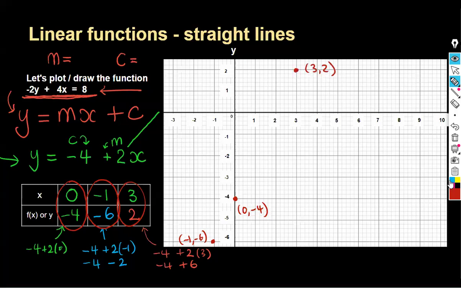I bet you if I join those 3 points, look, bam, it's sloping upwards. And where's it slicing the y-axis? Isn't this the y-axis? Where it's slicing? Bam, it's slicing at minus 4. There's no way I'm wrong.